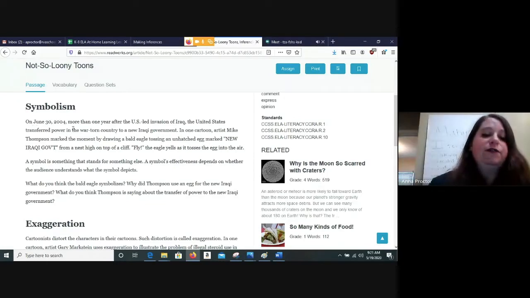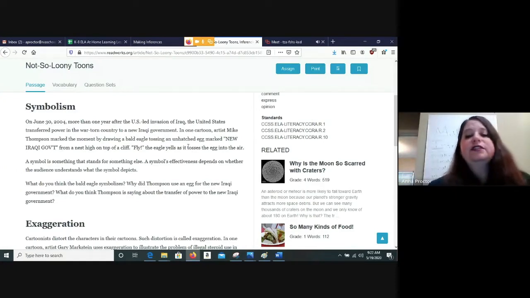On June 30, 2004, more than 1 year after the U.S.-led invasion of Iraq, the United States transferred power in the war-torn country to a new Iraqi government. In one cartoon, artist Mike Thompson marked the moment by drawing a bald eagle tossing. Bald eagle is a symbol of the United States. Tossing an unhatched egg, marked new Iraqi government, from a nest high on top of a cliff.